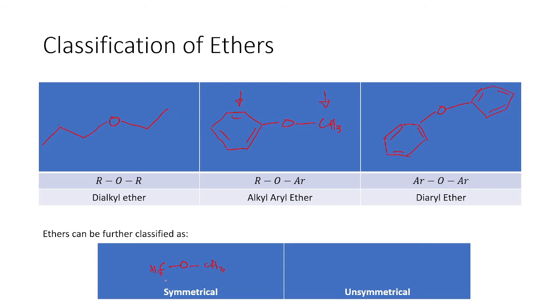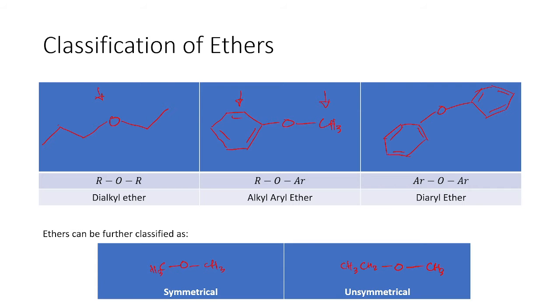So both sides have CH3. And for unsymmetrical, we have this example, or this one in the middle, our alkyl aryl ether, which is also unsymmetrical. Another example may be if we have CH3, CH2, then we have our oxygen, and we have CH3. This is one of the most basic examples of an unsymmetrical ether. Okay? So those are the classifications of ether.